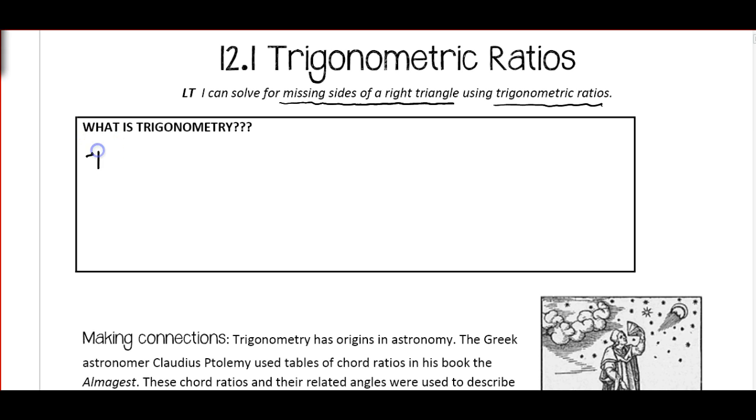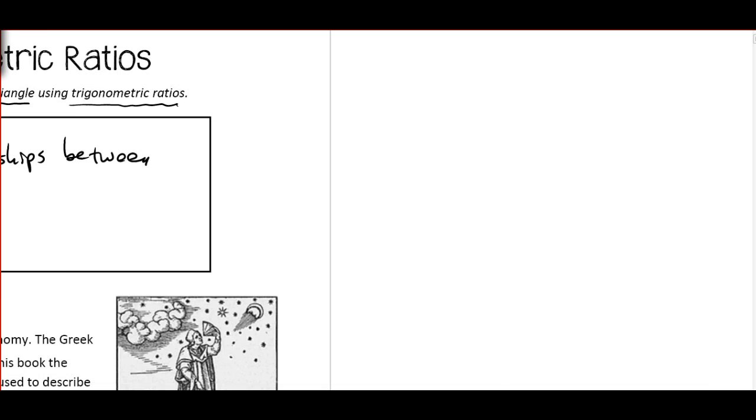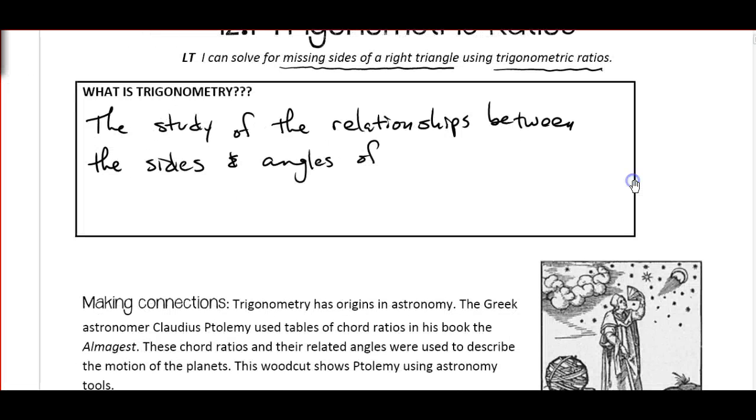So trigonometry is the study of the relationships between the sides and angles of triangles. So mostly we're going to be dealing with right triangles, but trigonometry does apply to all triangles.